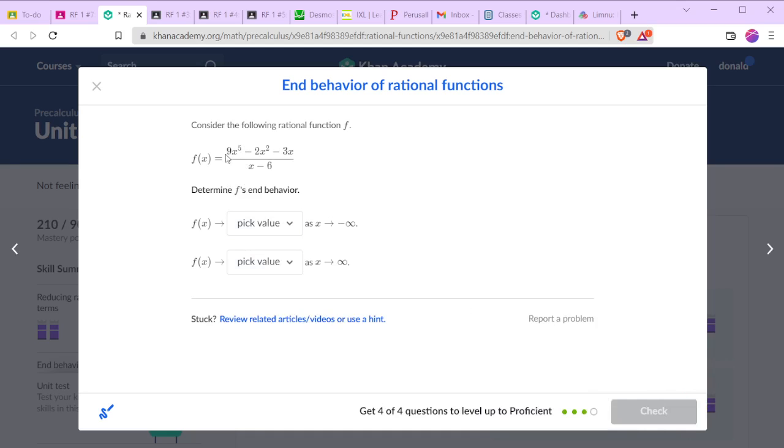So here, the degree of the numerator is again greater than the degree of the denominator. This simplifies to about 9x to the 4th, which means we're going to go to positive infinity on both sides because an even exponent is a positive number and it has a positive coefficient.